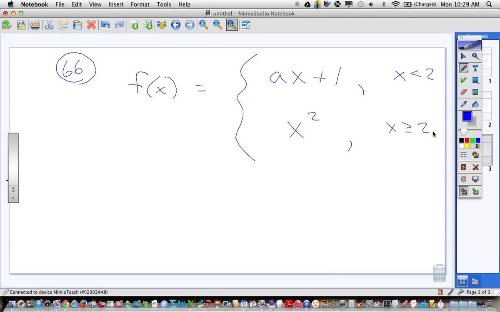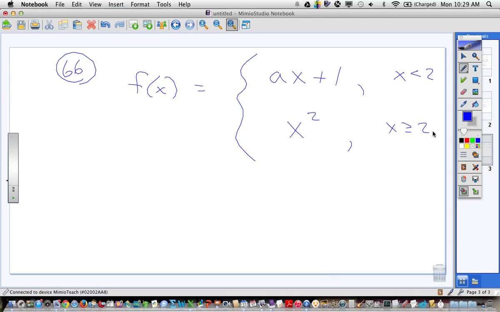And the question says, find the value of a for which the limit as x approaches 2 exists. Okay? And if a has that value, does f prime exist? Okay, so what'd you do here? Anybody got an idea? Plug a 2 in for x.